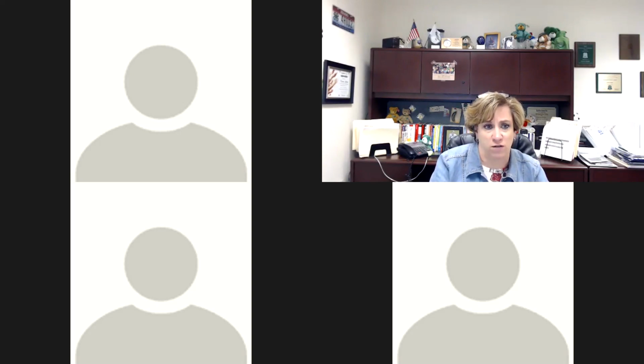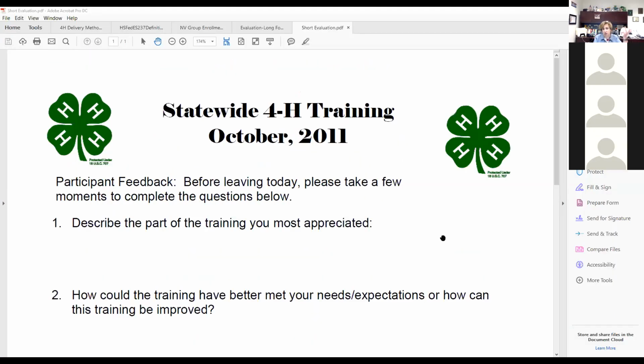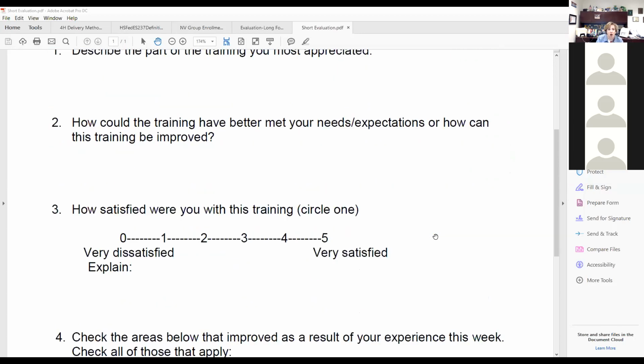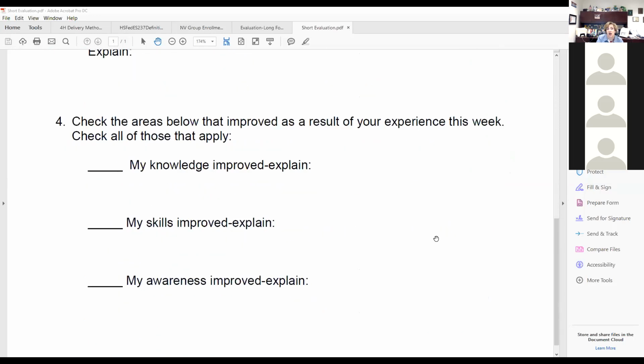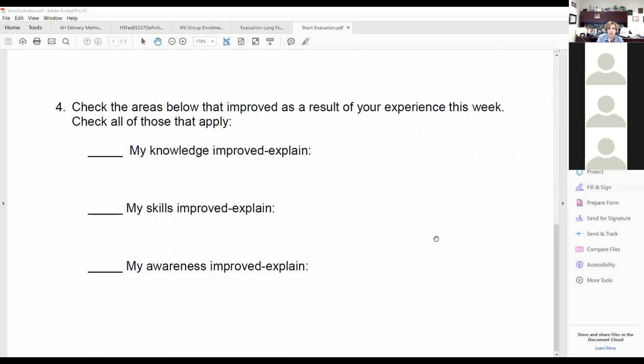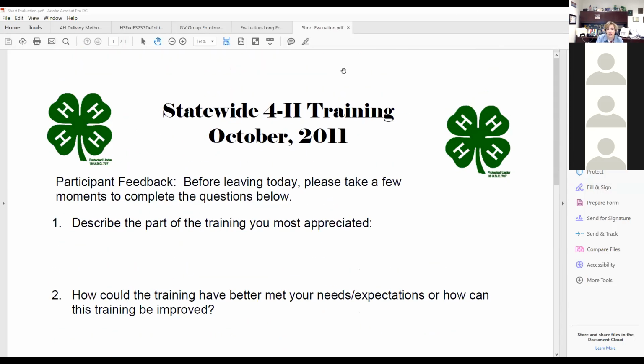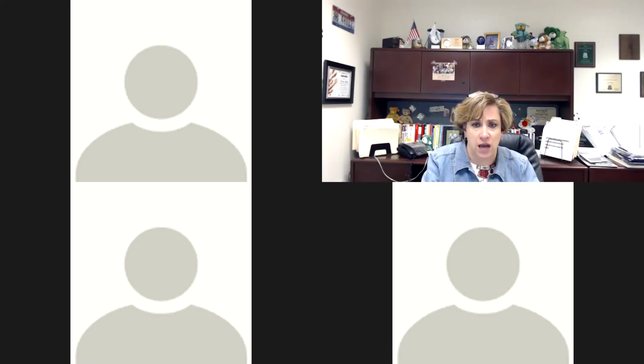I also have a shortened version of a similar tool. This was one that I used for statewide training in my previous position. What part did you appreciate the most? How could it better have met your expectations? How satisfied were you with this? And then I go into the knowledge, skills, and awareness questions. Four questions gives me the information that I need, but it's short. Again, those are just examples.